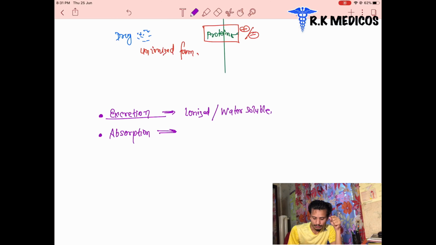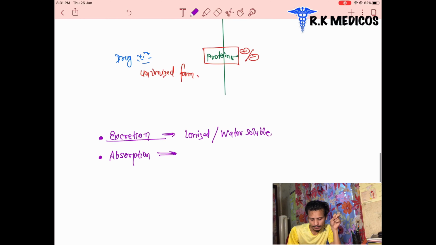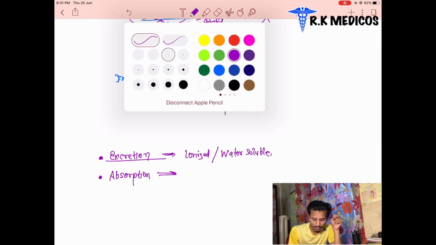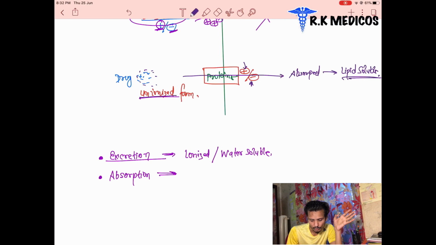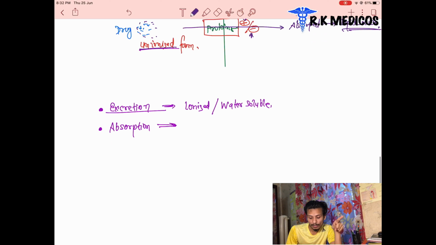Now you can tell me how absorption happens. Is the drug ionized or unionized? Unionized. Why? When the drug is unionized, there is no charge on the drug surface, so the proteins neither attract nor repel it. This type of unionized drug crosses the barrier easily and gets absorbed. What type of drug, water or lipid soluble? They are lipid soluble, not water soluble. Water soluble drugs are ionized drugs.